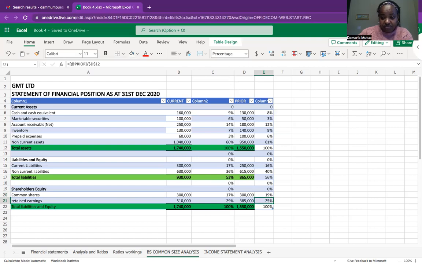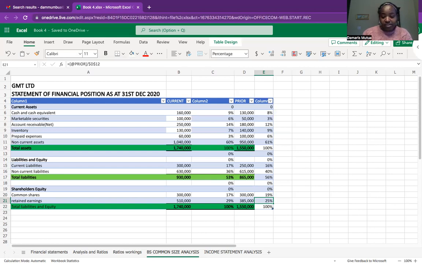Retained earnings, this has grown from 25% to 29%. So our income is growing, which is good for the organization. We need to see increasing profitability. We need to see, as an organization, we are retaining more of the retained earnings. What is our dividend payment policy as an organization? Maybe we pay the residual after we've invested because we want to maximize the returns to the shareholders.